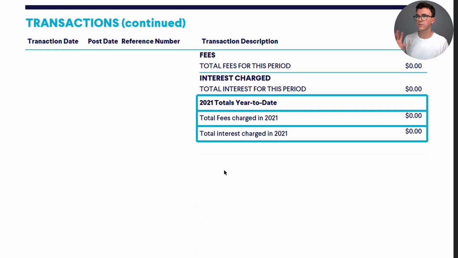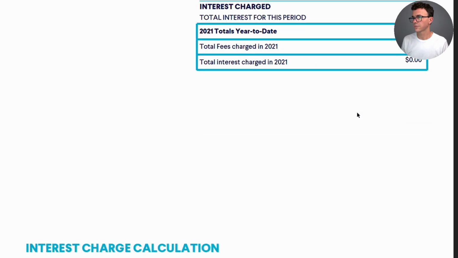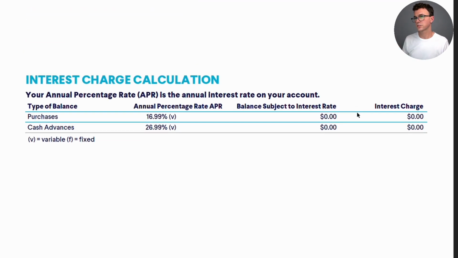And then again, you have a summary of fees and interest, which, this is a new card, and there shouldn't be fees or interest anyway. So this is at zero. Year to date also at zero. Then this again, the same interest charge calculation. So again, you'll see pretty much the same rate. You have $16.99 for purchases and $26.99 for cash advances. And you see here that it's variable. So whatever rate this is tied to, if it goes up or down, these rates may change.